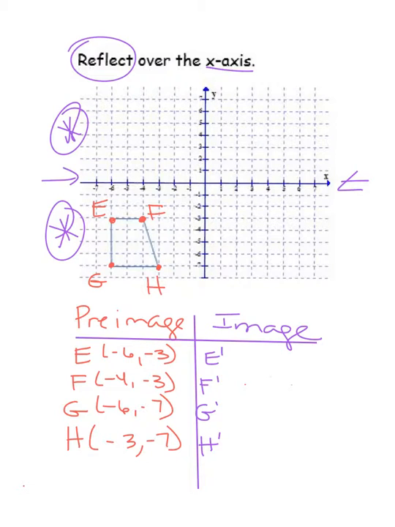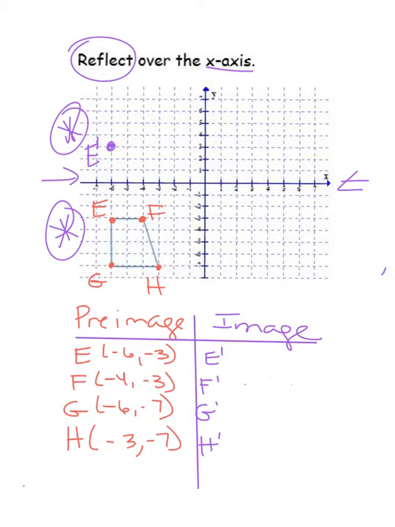My first point E is -6, -3, and I'm along x equals -6, and I'm 3 down on my y-axis. So I'm going to go the same thing in the other direction. If I'm 3 below my x-axis, I'm going to go 3 above my x-axis, which is 1, 2, 3. And I'll label that E prime.